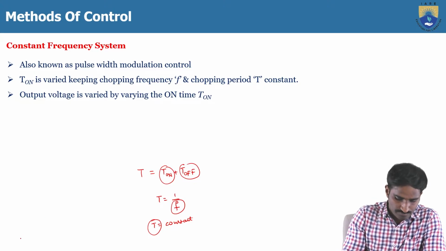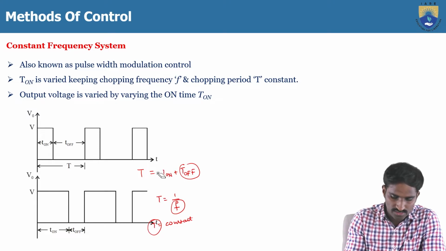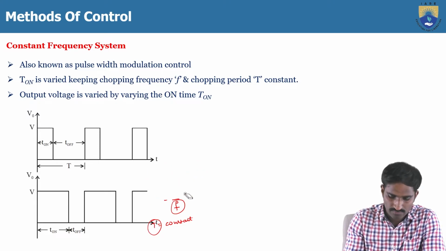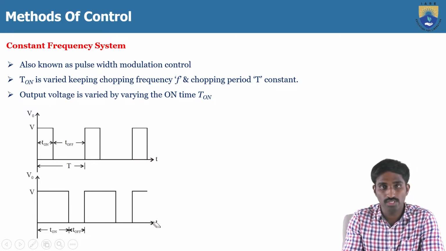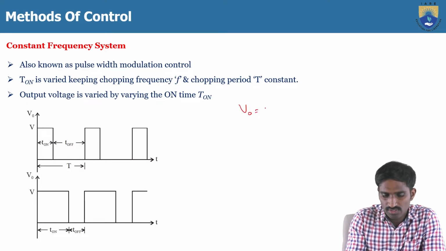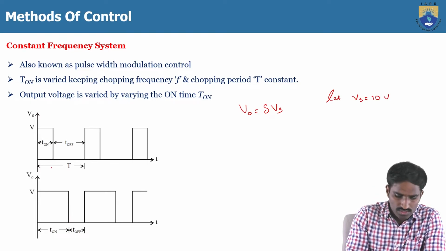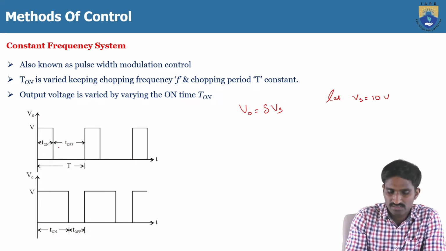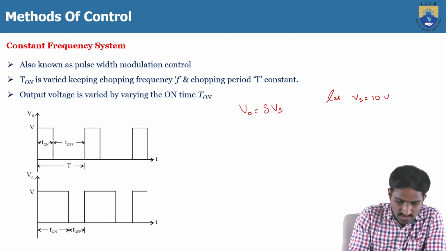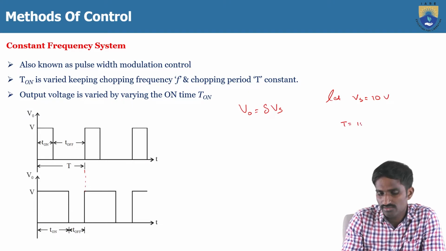Then here you can see these are the two cases. In these two cases, how does the output voltage vary? We have already discussed that V naught is equal to delta into Vs. Let me consider Vs is equal to 10 volts. In both cases we are keeping T constant, so the total time period is constant. Let me consider T is equal to 10 milliseconds.